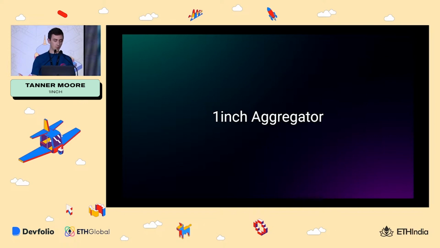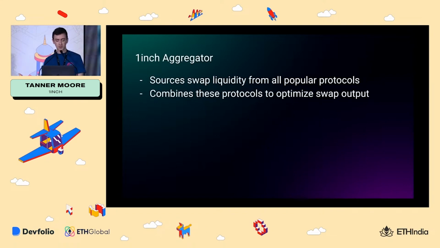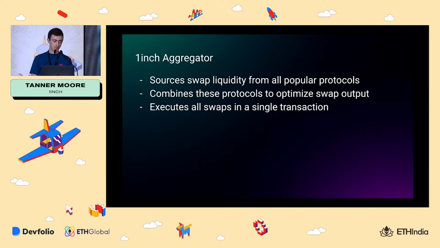So first off, the 1inch aggregator. This is what people who know 1inch probably know. It sources swap liquidity from all popular protocols. It combines these protocols to optimize the swap output for the user, and then it executes all the swaps in a single transaction.